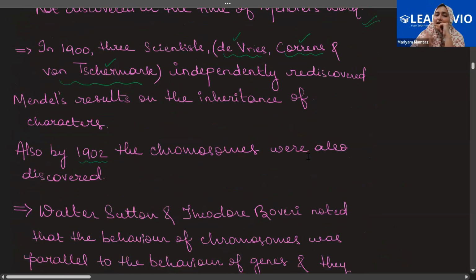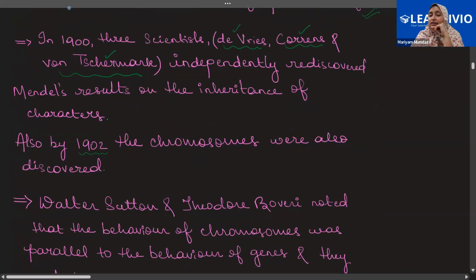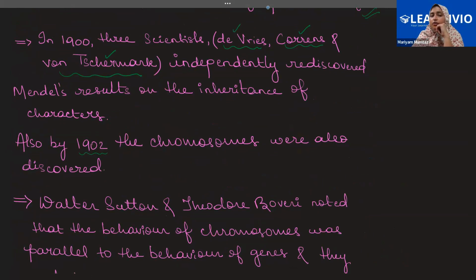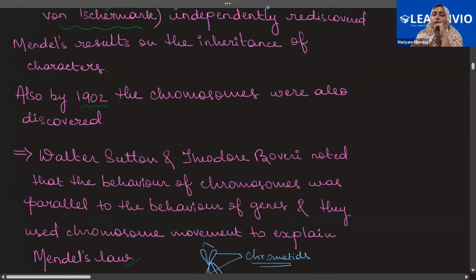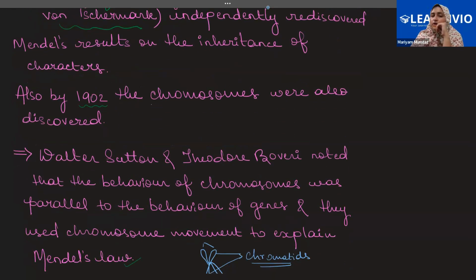Now, in the year 1900, there were three scientists, De Vries, Correns, and von Tschermak. They independently rediscovered Mendel's work, or Mendel's results on the inheritance of characters. They were working alone on whatever topics they had chosen, and the three of them separately found out the results that were found by Mendel. Also by 1902, the chromosomes were discovered, since advancement in the field of research was made.